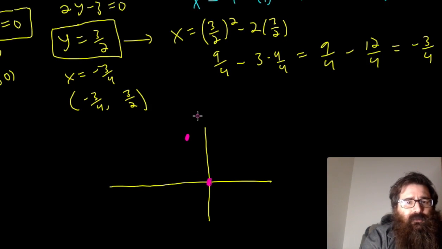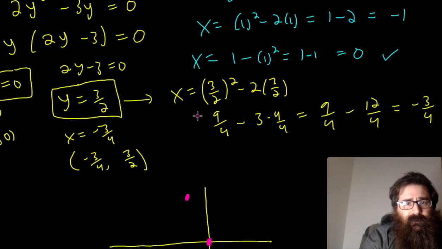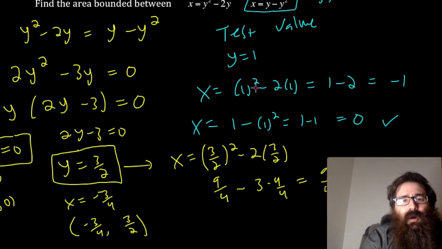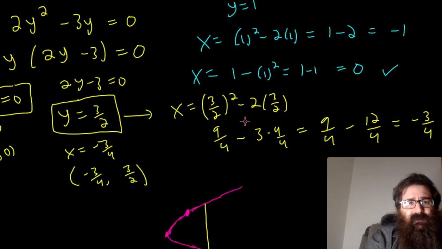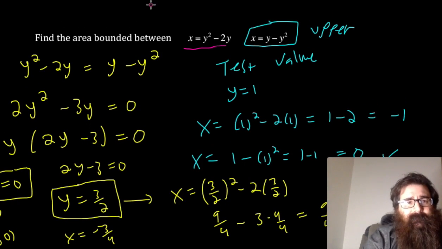But for this first curve, I need some third point in order to graph it to get an idea as to how it looks. And this was the y squared minus 2y. We said when y is 1, that gave me x is negative 1. So that has an ordered pair, negative 1, 1. So negative 1, 1 would be sort of here-ish. And then I can get an idea as to how the rest should look. Something like this. And this would be this first curve, y squared minus 2y.